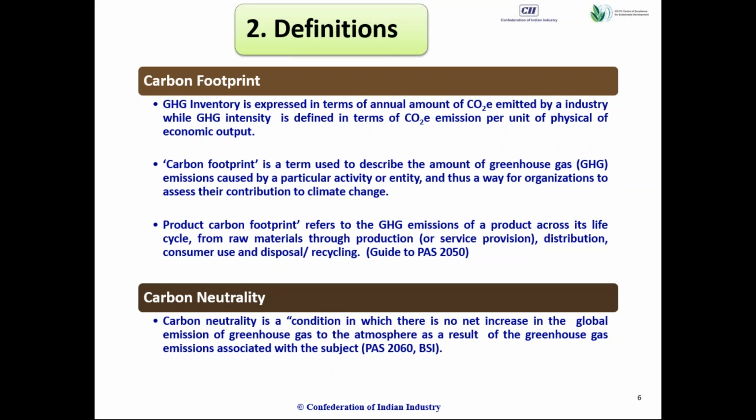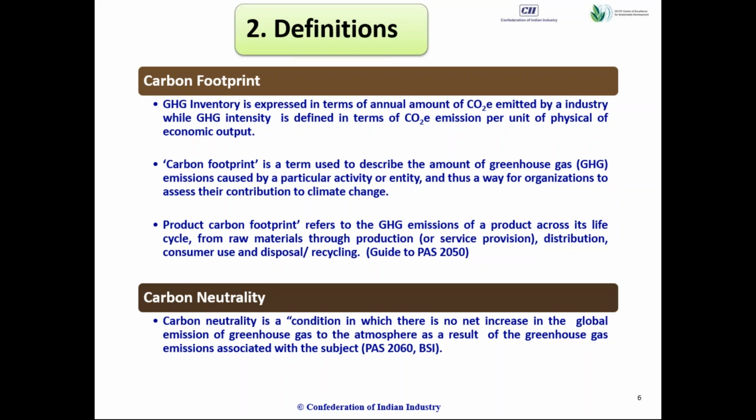Now we'll see the definition of carbon neutrality. What do we mean by carbon neutral? Carbon neutrality is a condition in which there is no net increase in the emissions. It is not possible for any organization to reduce its GHG emissions to zero. Definitely, there will be some process. They will be consuming some fossil fuels. There will be DG sets, which will be emitting GHGs.